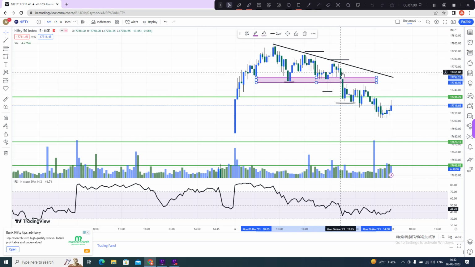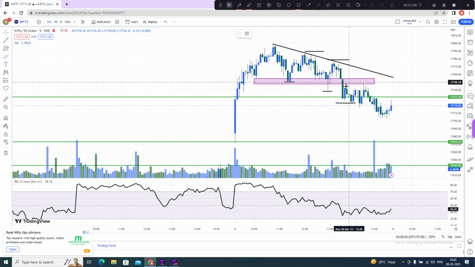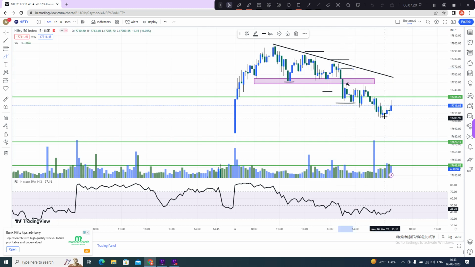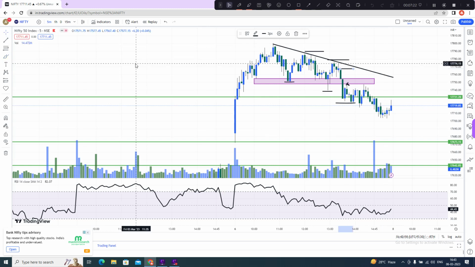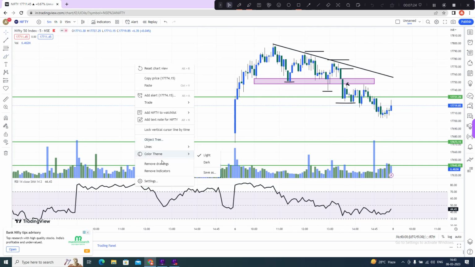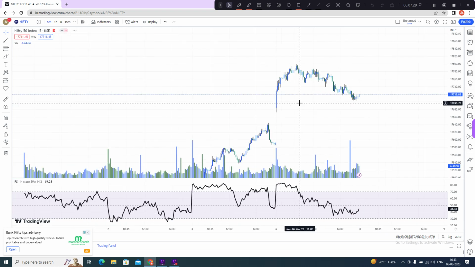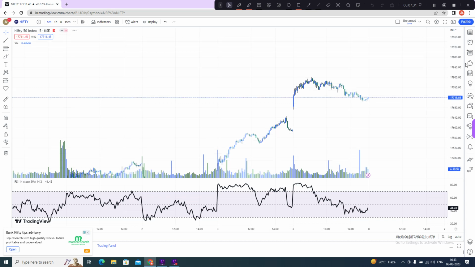Or else one could have waited for this breakdown to happen, and at this retest here, after this breakdown, the trader could have entered, the stop loss could have been around this level here, the high of this candle, and he would have got a good target. So yeah traders, this is how the intraday price action today looked like in Nifty.